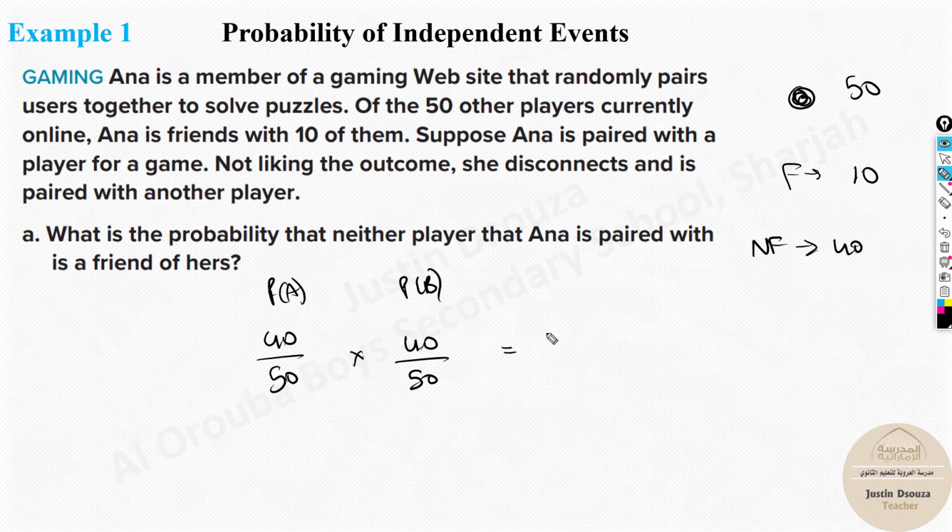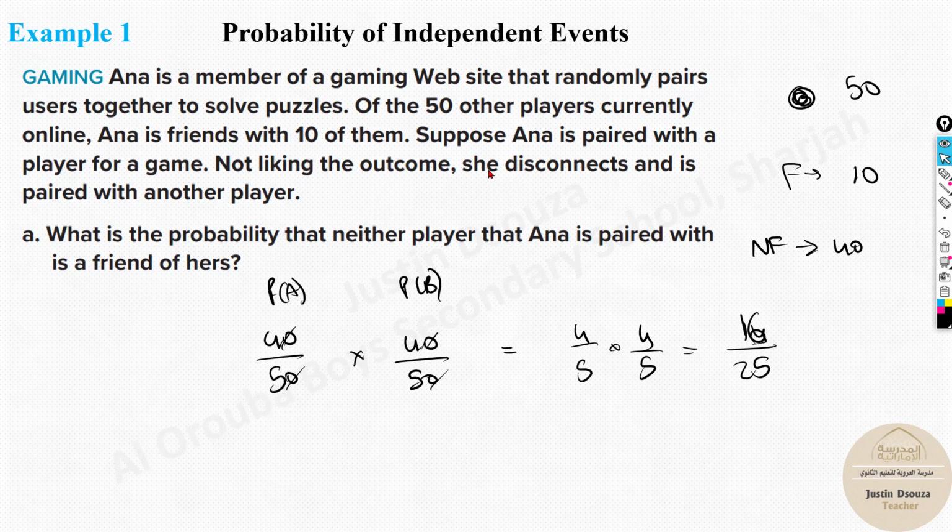What is the answer? That's our final answer. Over here, you can cut all these zeros out, up and down. So it'll be 4 by 5 times 4 by 5. 4 times 4 is 16, 5 times 5 is 25, and this will be the answer, 16 by 25. I hope this is clear. You're just multiplying the first and second probability.